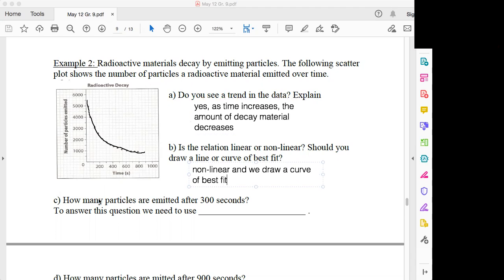If we look here, how many particles are emitted after 300 seconds? If we go to 300 here, we go up and over. It would be approximately 1700. We used interpolation for that because it is part of our data. I kind of messed up here, so your line should keep going the best that you can.